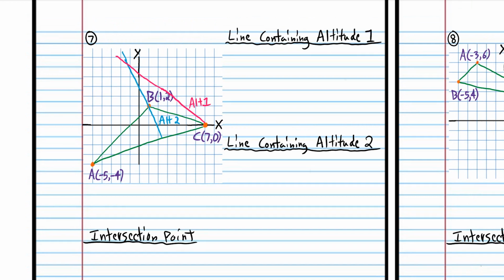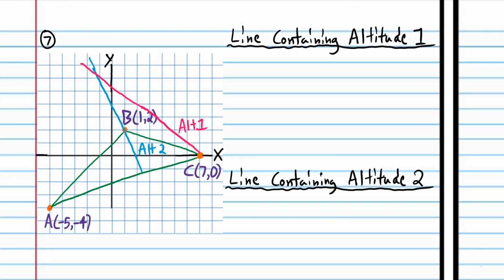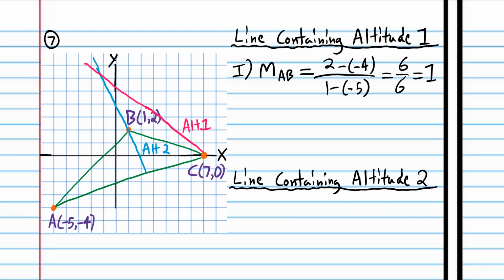All right, we're back. We're going to find the equation containing altitude 1 first. So we need to find the slope of AB, and that would be, considering B to be the second point, 2 minus negative 4 over 1 minus negative 5, and we get 6 over 6, which is positive 1. And step 2, we need to find the slope of the perpendicular line, which would be negative 1. And step number 3, we can now write the point slope form of the equation containing that pink altitude.